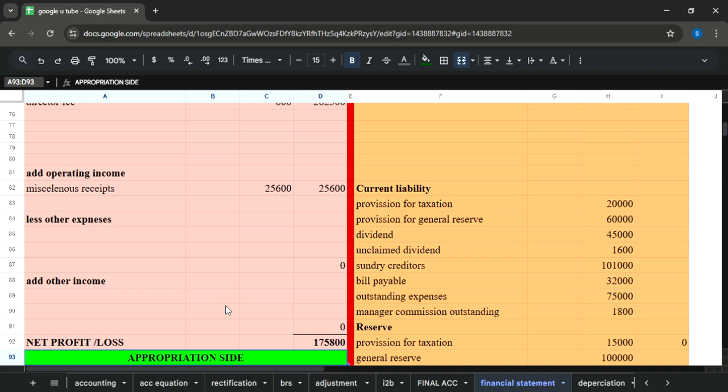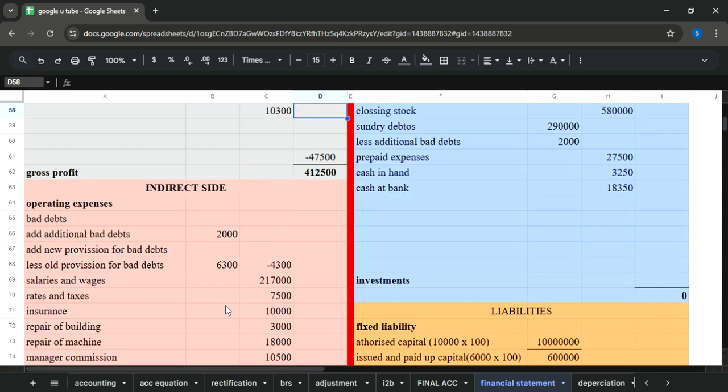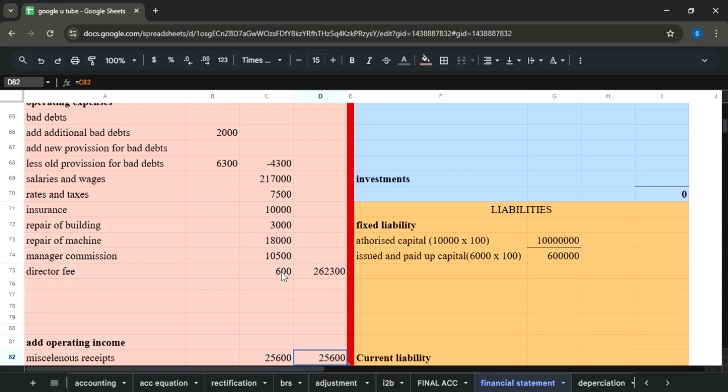And one more way to write down everything over here so that we can have our final answer. Miscellaneous receipt 25,600 is okay. Then salaries 217, rates 7,500, insurance 10,000, 3,000, 18,000 repairs of building machine. Yes, okay. Manager commission 10,500 is also okay. Director fee 600.